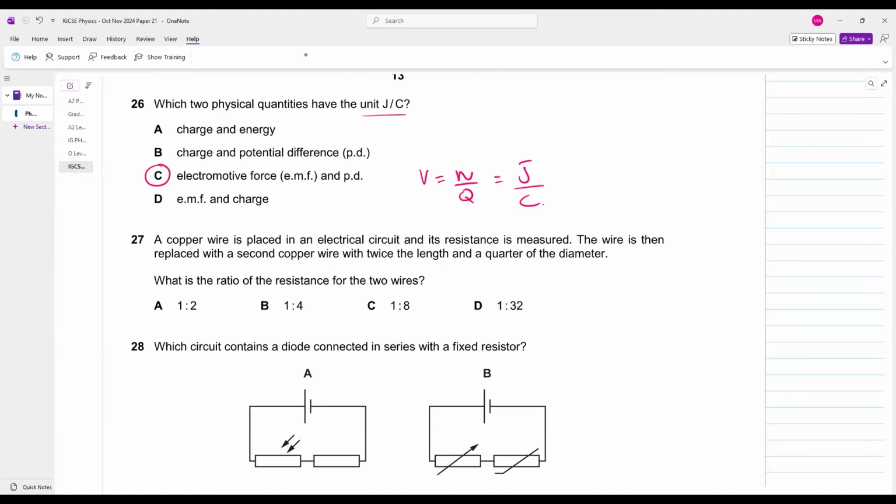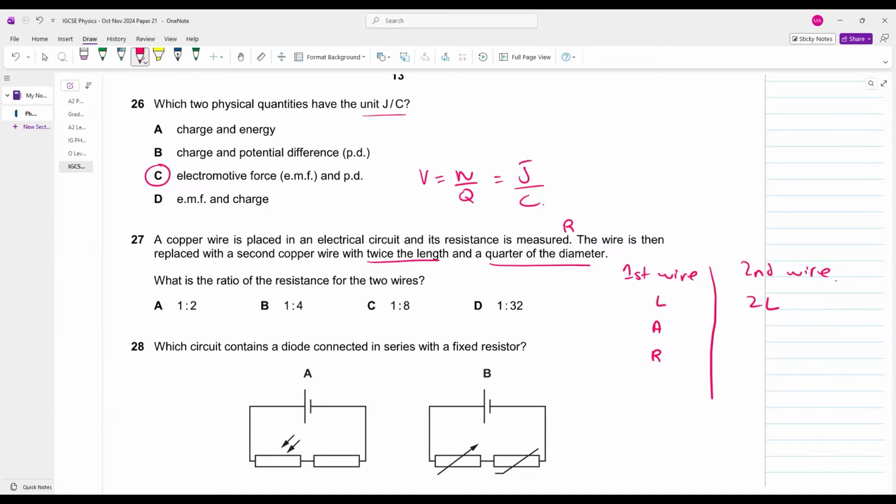A copper wire is placed in an electrical circuit and its resistance is measured. Okay, let's say the resistance here is R. The wire is then replaced with a second wire. The first wire has length L, area A, and resistance R. Okay, now let's come to the second wire. The length of the second wire has been doubled, made twice. And a quarter of the diameter.